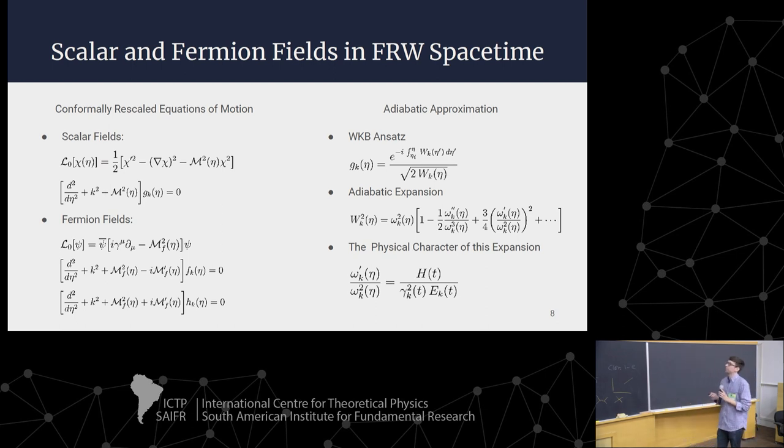And so how it's implemented here, I'm showing it for the scalar mode functions. One writes down a WKB ansatz. These W functions then can be expanded in terms of derivatives of the frequencies. And this frequency is K squared plus the effective mass squared, okay?